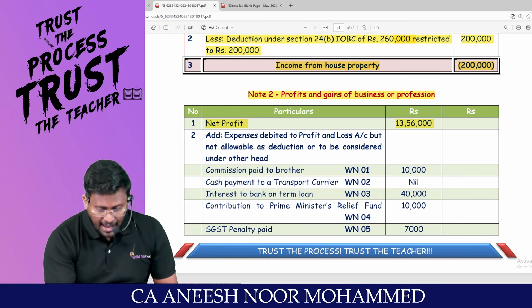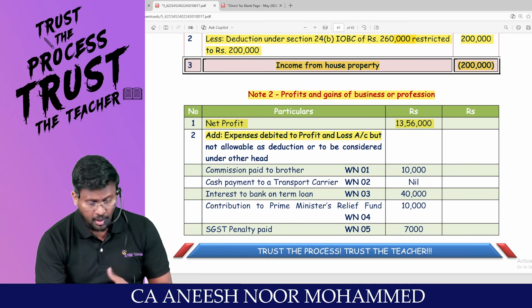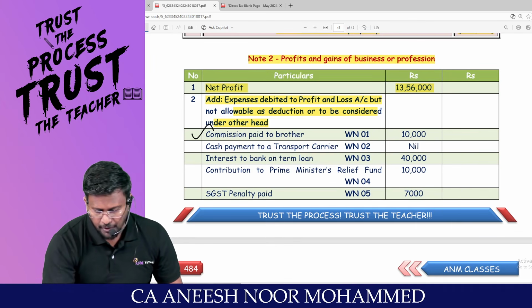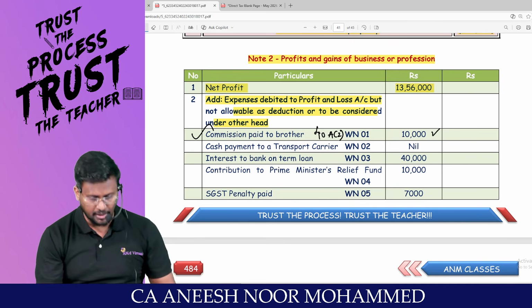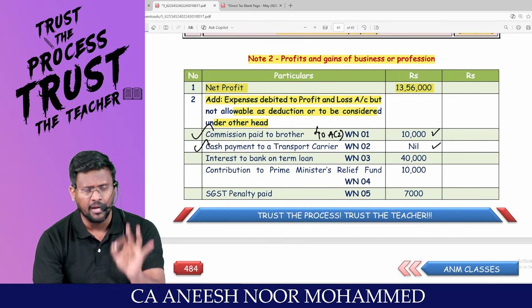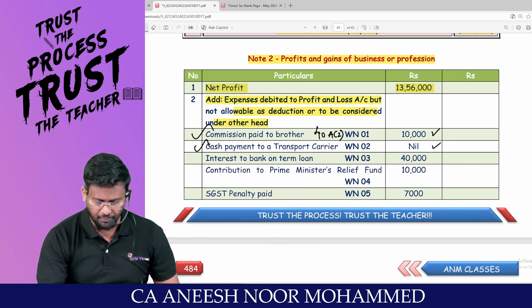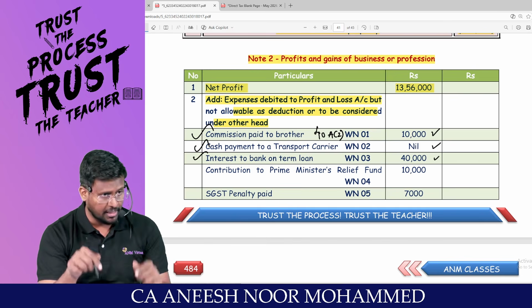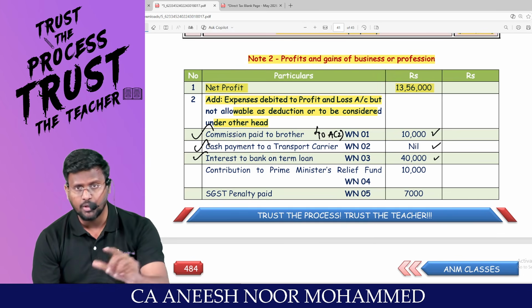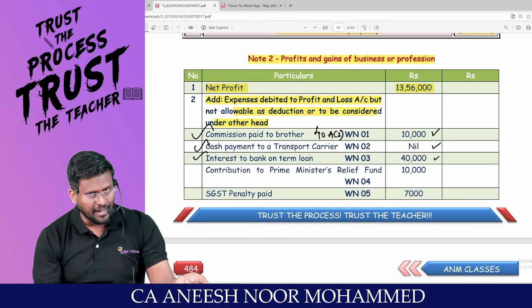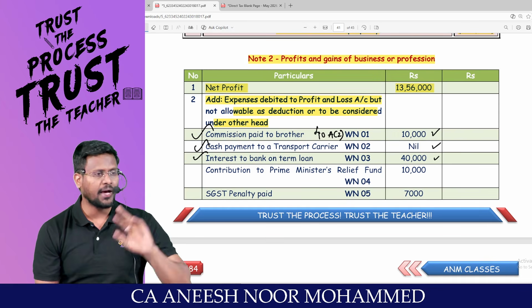Net profit. Add expenses debited to P&L but not allowable as deduction, or to be considered under another head. Commission paid to brother as per 40A(2), a related party transaction. That excess amount should be added back. Am I right? Cash payment to transport carrier, no problem, because in a single day to a GTA you can pay up to 35,000. Interest on bank term loan, total 60,000 was there. Out of that, only 20,000 was paid within the due date. The remaining 40,000 was paid beyond the due date. So that 40,000 should be added back in the current year as per 43B and will be allowed as a reduction in the next year.